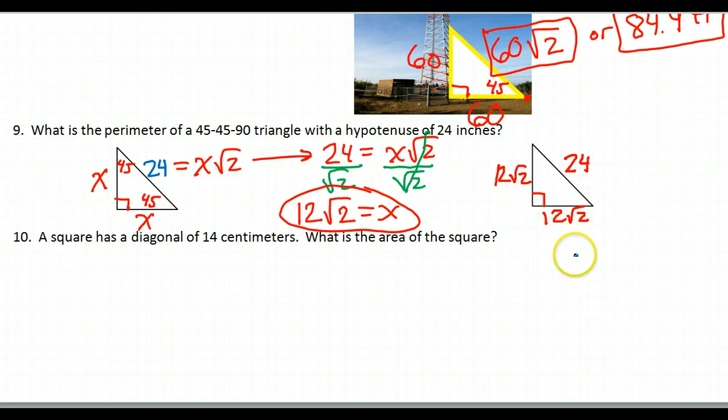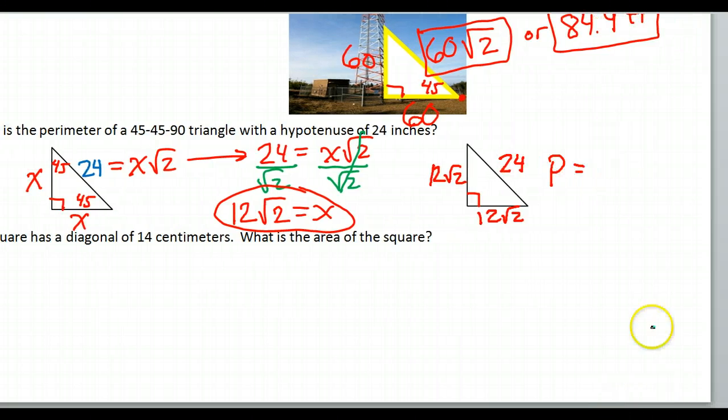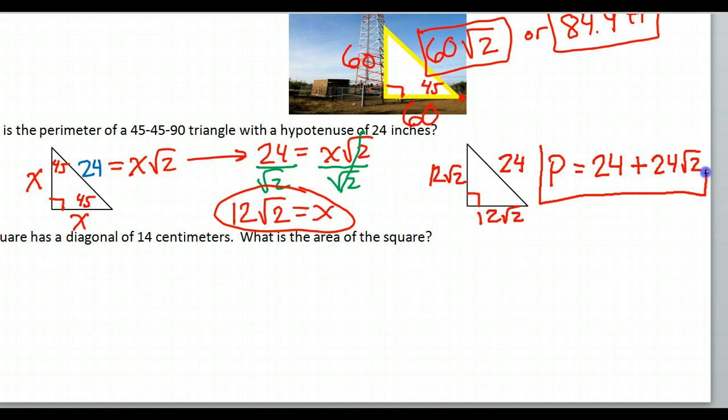So of course the perimeter, I'm going to add up all of these things. The perimeter is going to equal 12 radical 2 plus 12 radical 2 plus 24. So that's going to be 24 plus 24 radical 2, because 12 radical 2 plus 12 radical 2 are like terms and make 24 radical 2. As far as an exact answer, this is the best I can do. That's as simplified as it gets.